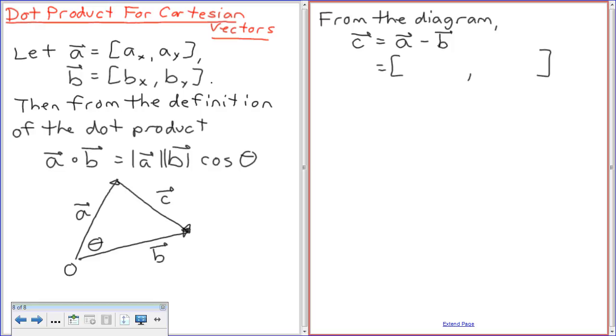Now I'm going to ask you guys to try and stay with me here, because this is something we need to make sure we feel good about. If vector C is A minus B, in terms of components, what is the X component going to be? Chris, go ahead. It's going to be AX minus BX, and then AY minus BY. Very good.